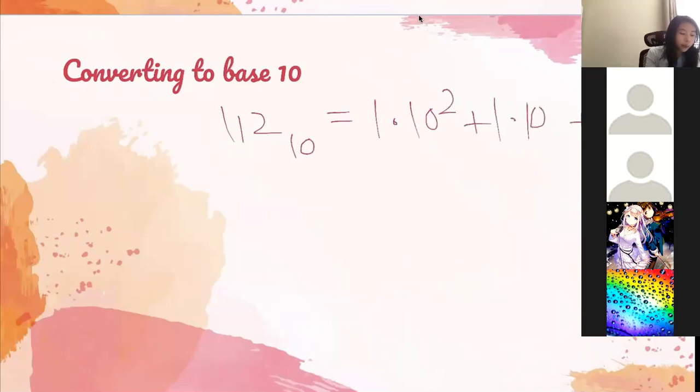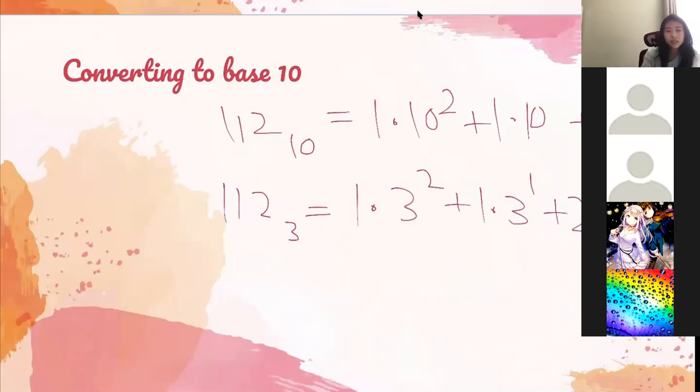So this would be 1 × 10² plus 1 × 10¹ plus 2. But now if I have 1, 1, 2 in base 3, I would instead have 1 × 3² plus 1 × 3¹ plus 2 × 3⁰. Does this make sense? Instead of multiplying by 10 to that power, we're now multiplying by 3 to that power.